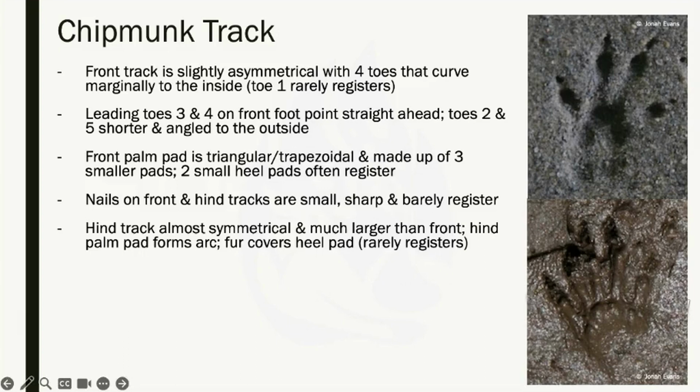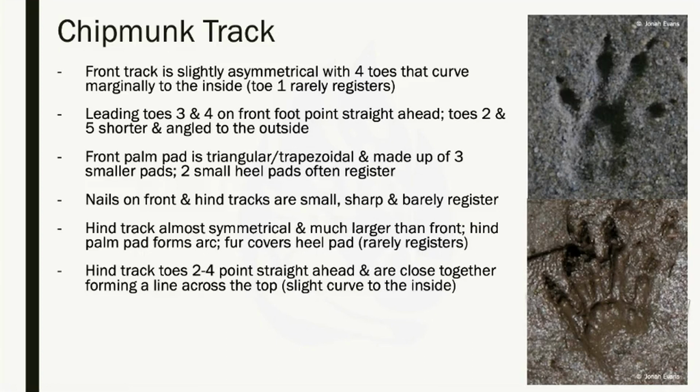Okay. And you can see across the palm pad here, a really nice arc. Okay. You can see that here. And so that's a very distinguishing feature versus that trapezoidal shape that you get in the front track. Okay. Fur covers most of the heel pads, so that's just not going to show up, typically speaking.